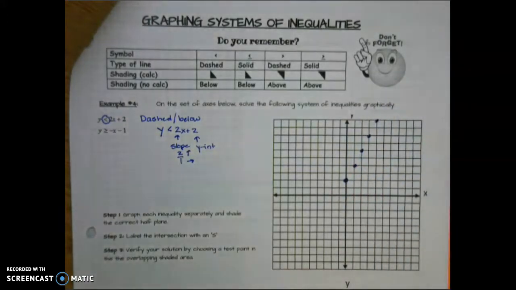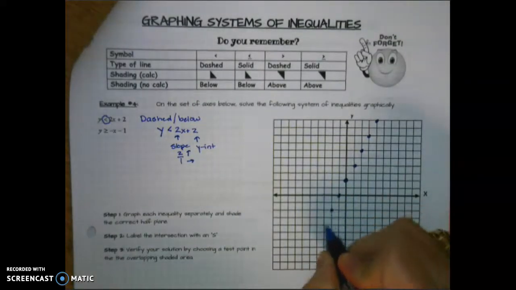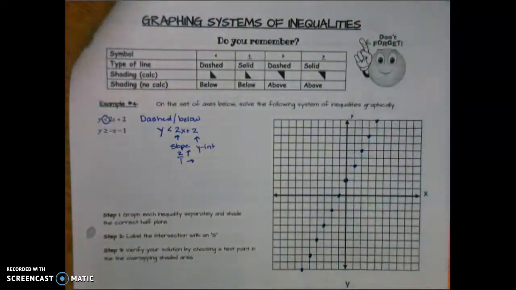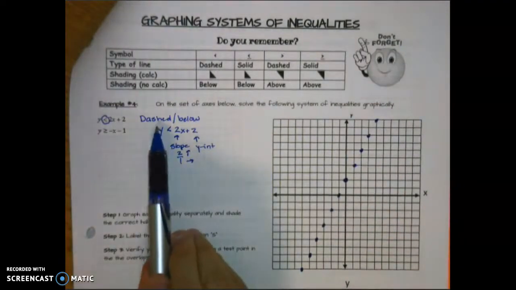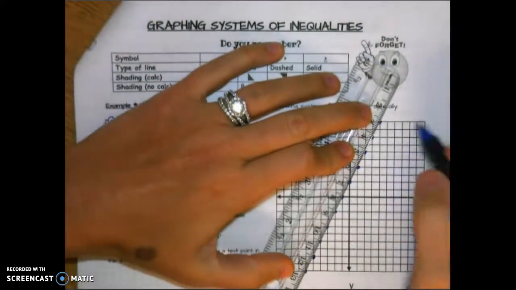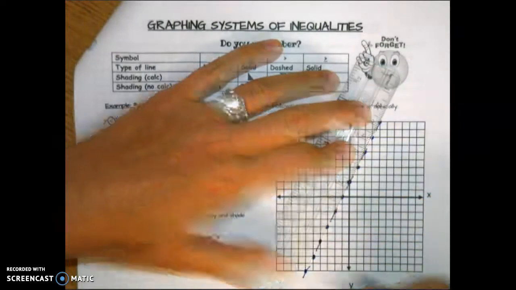Okay. Once you have a few points, you could go in the other direction by going down 2 and left 1 if you wanted to. You don't have to. Okay. Then find a ruler or straight edge of some sort to connect your points. Just be careful because this is going to be a dashed line, so you don't connect with a straight solid line. You're going to be dashing. So it should look like this.